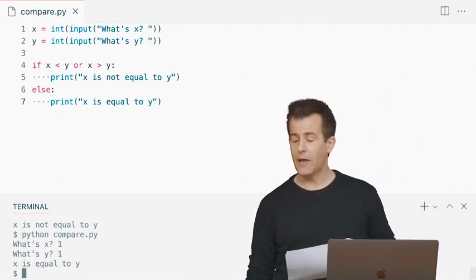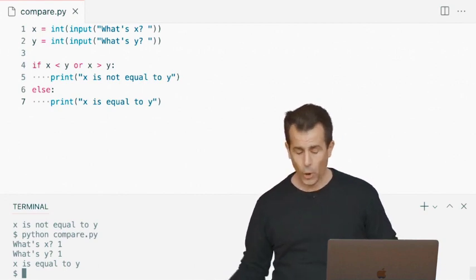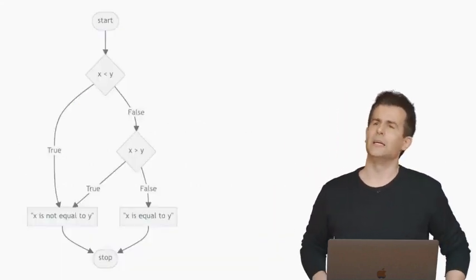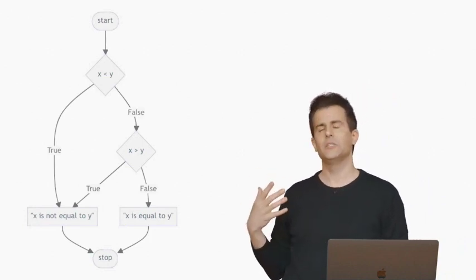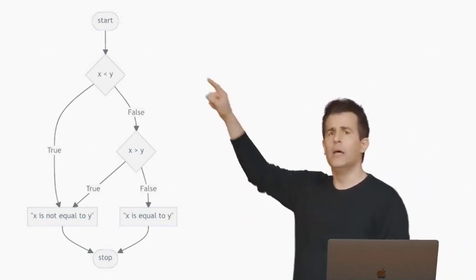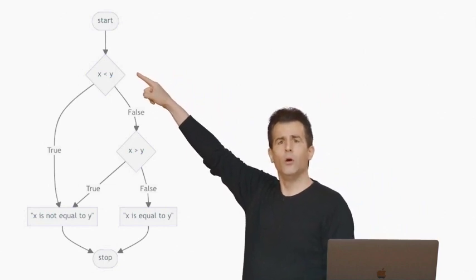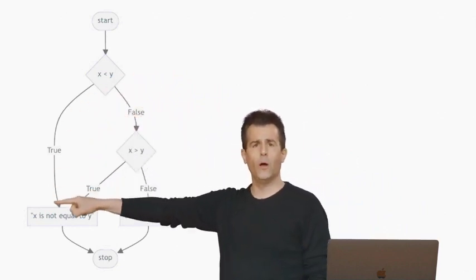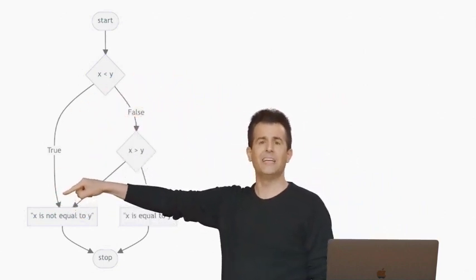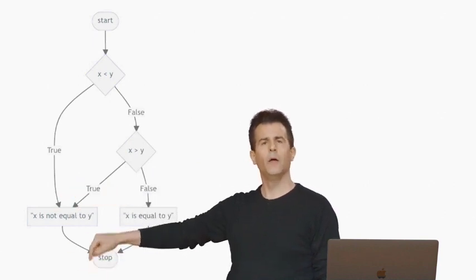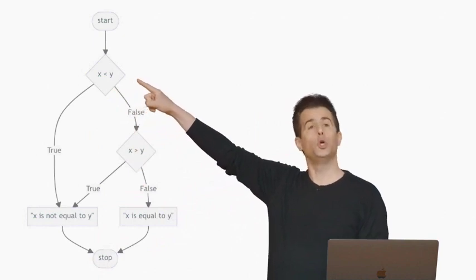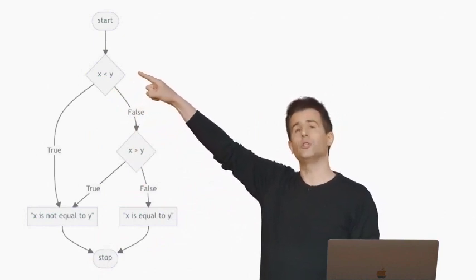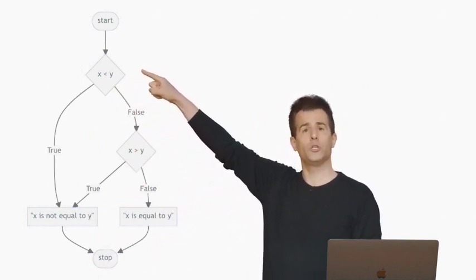Now, if we want to compare that visually too, let me propose that the picture looks a little something like this. And again, this is the exact same thing logically, but it's a pictorial representation thereof. What's the first question? Well, if x is less than y, well, then we follow the true arrow and we say, quote unquote, x is not equal to y, and then we stop. But what if x is not less than y? What if it's greater than y? What if it's 2 and 1 respectively? Then the answer to x less than y's first question is false.